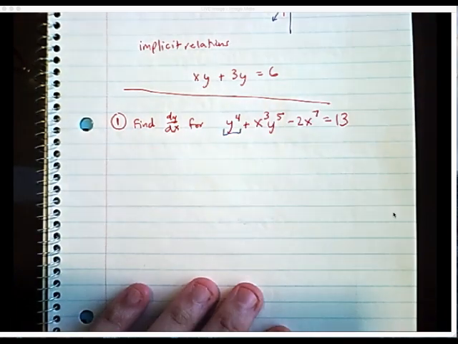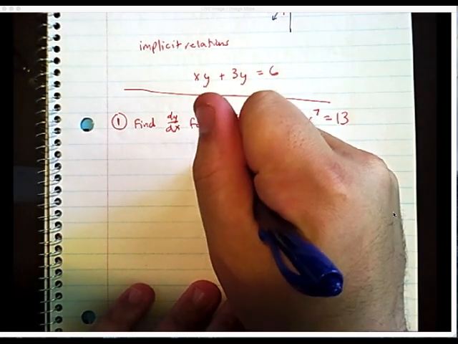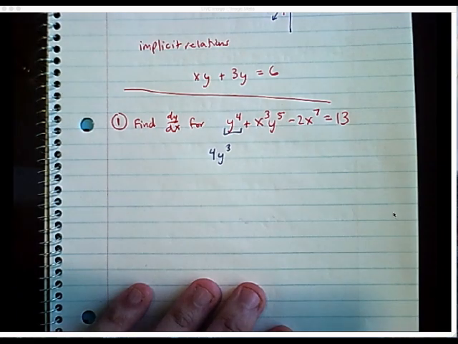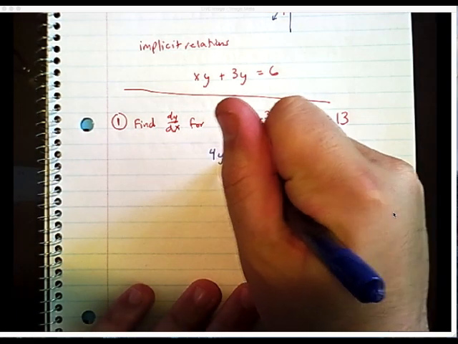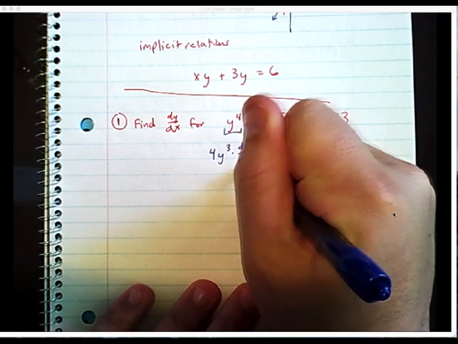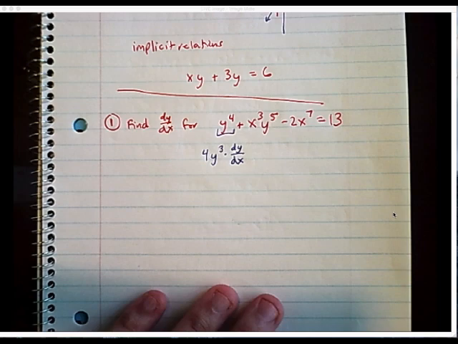Now, let's look at this first piece. What's the derivative of some variable to the 4th? Well, the 4 would come down. We would reduce the power by 1, so we would have y to the 3rd. But this is like a chain rule, we have to multiply times a dy over dx. So that would be the derivative of the first term.